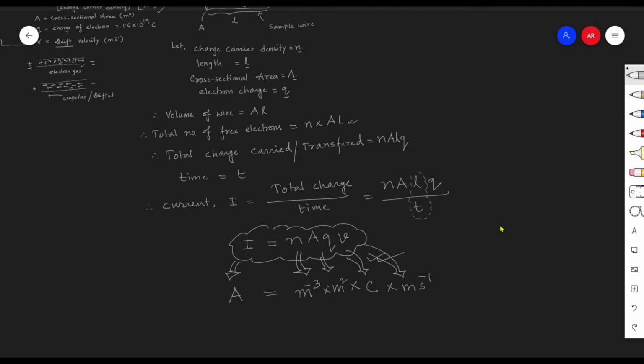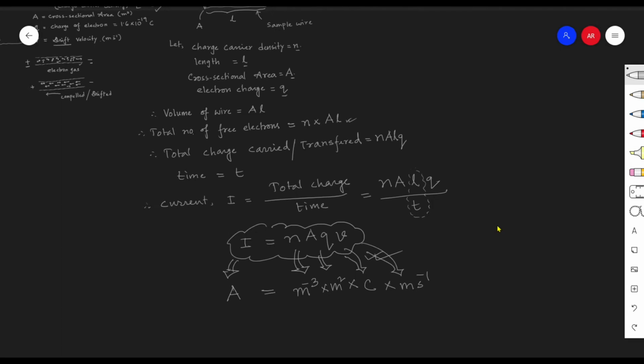So check it out, meter square times meter, meter cube per meter gets cancelled out. Coulomb per second is ampere, isn't it? Coulomb per second, charge by time, is current, so it is ampere. So left hand side and right hand side became equal, and the equation is homogeneous with respect to the units.